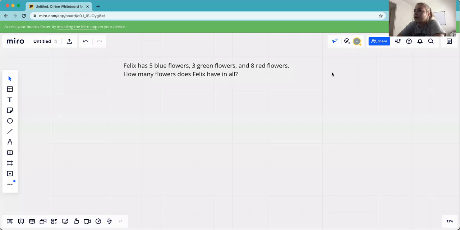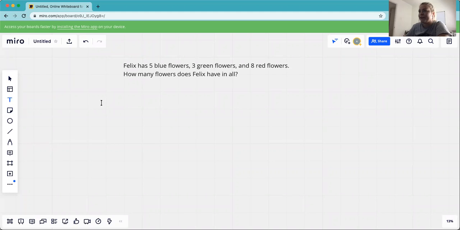All right, so here's our equation. Felix has 5 blue flowers, 3 green flowers, and 8 red flowers. How many flowers does Felix have in all? So go ahead, pause it, figure it out. When you're ready to check if your answer is correct, then go ahead and unpause.